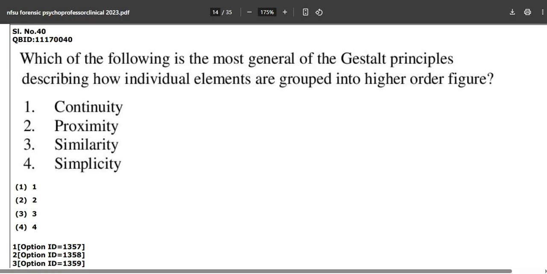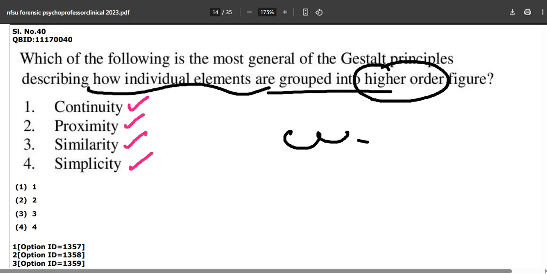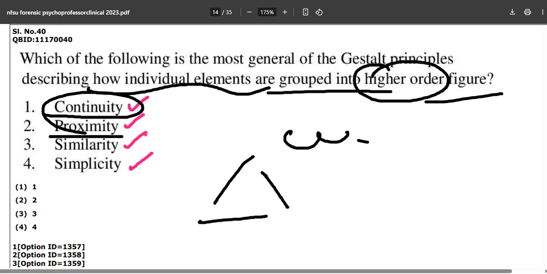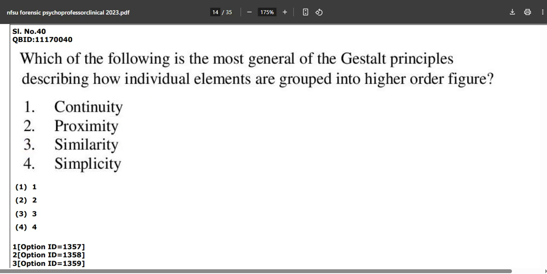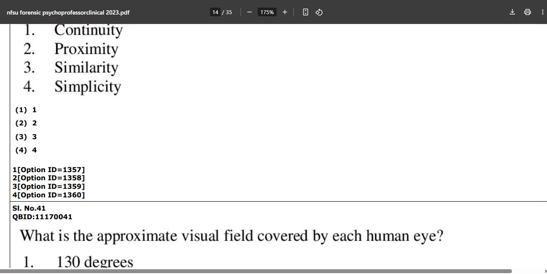Which of the following is the most general of the principles describing how individual elements are grouped into higher order figures? Is it based on continuity? Is it based on proximity, similarity, or simplicity? Individual elements grouped into a higher order figure based on continuity will follow like this, proximity means near, similarity. Option number 3, similarity, is the correct answer for this. And we are done with 40 questions.